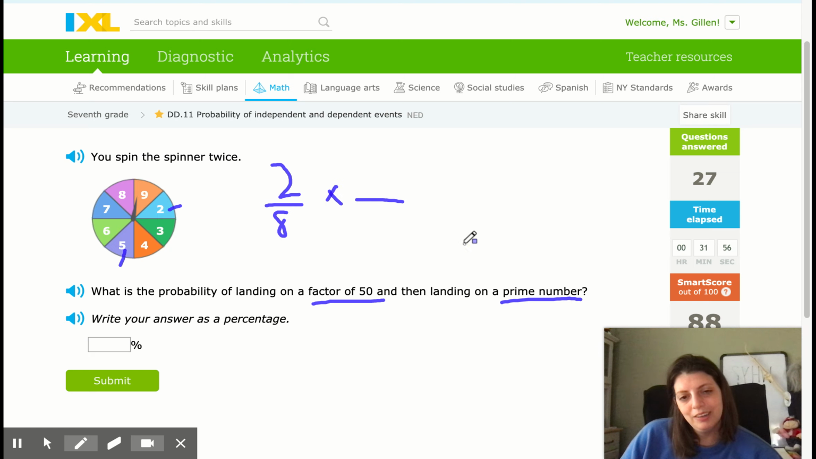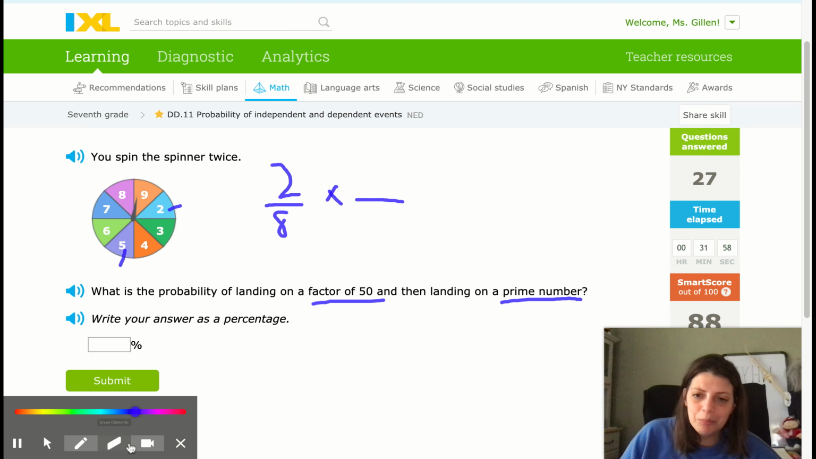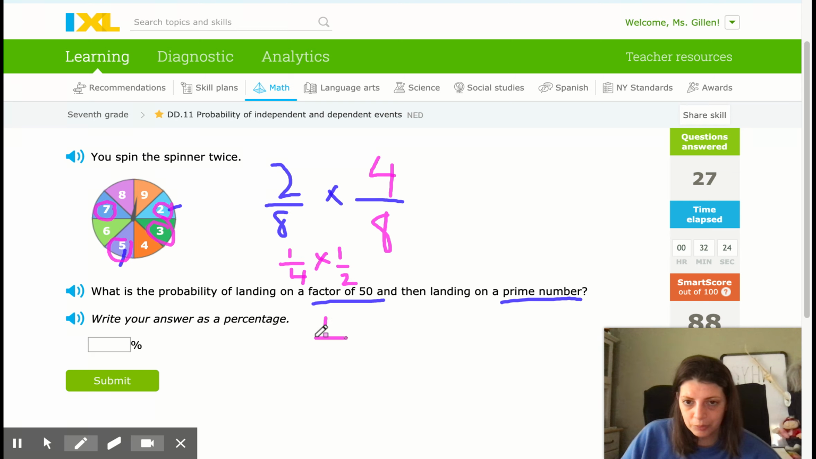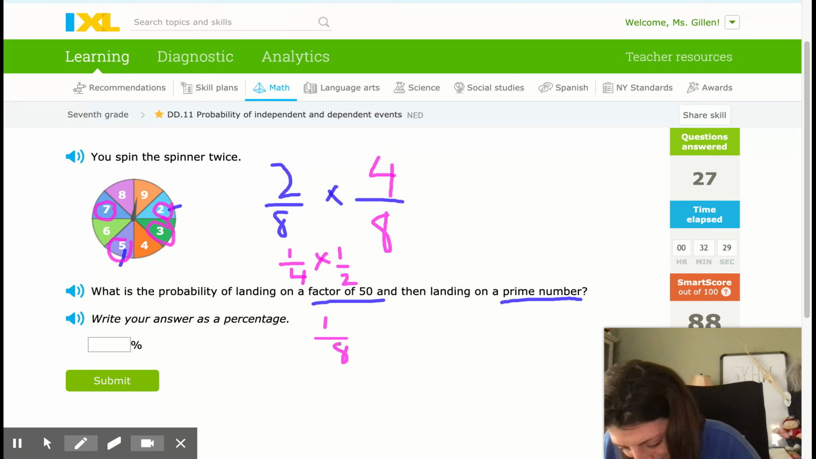I should really check that right. Prime number. So the prime numbers here are 2, 3, 5, 7. 1, 2, 3, 4 out of 8. Okay, I'm going to reduce. This is 1/4. And this is 1/2. This is 1/8. Okay, and I know 1/8.